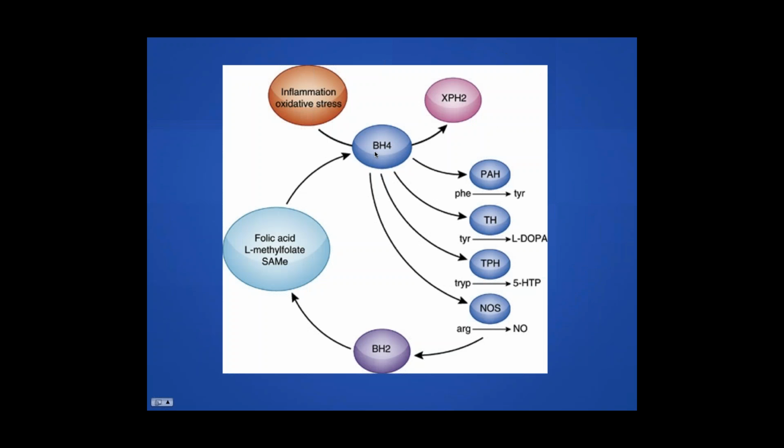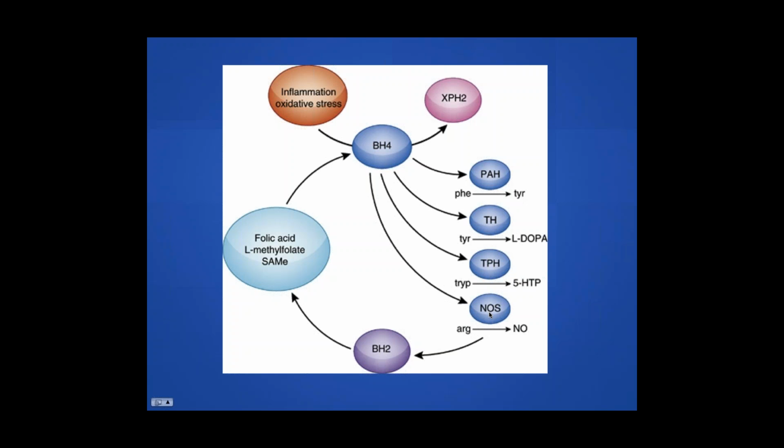So again, here we look at inflammation and oxidative stress here, which will cause BH4 to be activated. And BH4 is also involved in the production of tyrosine, from phenylalanine to tyrosine. This is an enzyme, the phenylalanine hydroxylase enzyme, that's activated by BH4. Tyrosine hydroxylase, which converts tyrosine to DOPA, is activated by BH4. Tryptophan hydroxylase, which converts tryptophan to 5-HTP, is upregulated by BH4. And then nitric oxide will take arginine and make nitric oxide out of it through this enzyme, nitric oxide synthase.